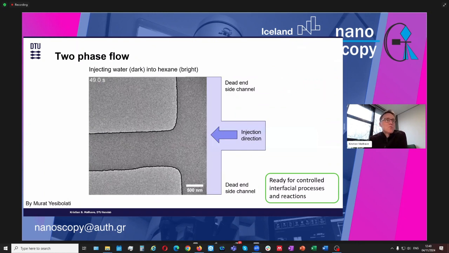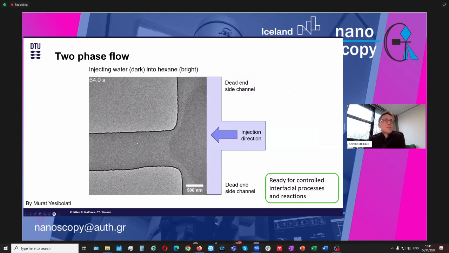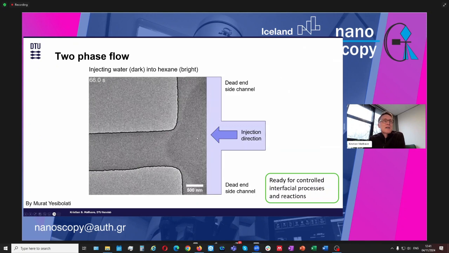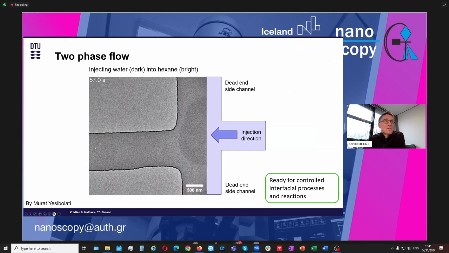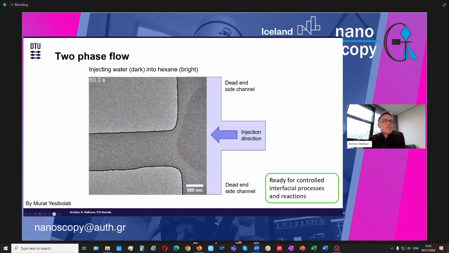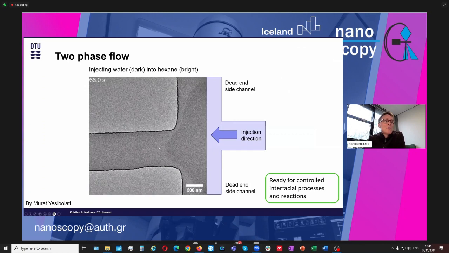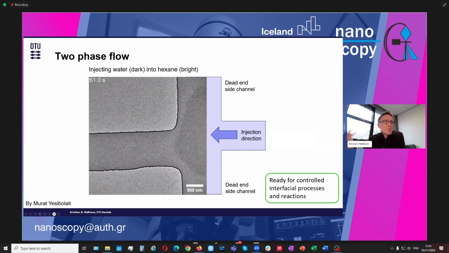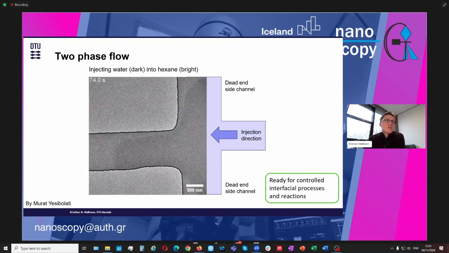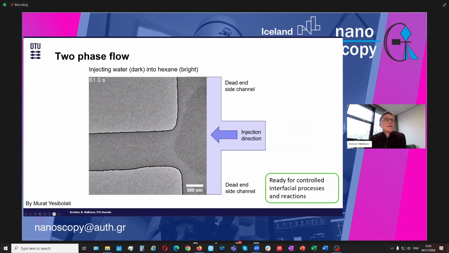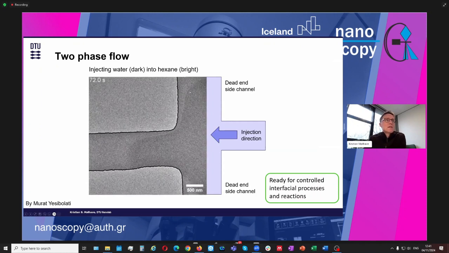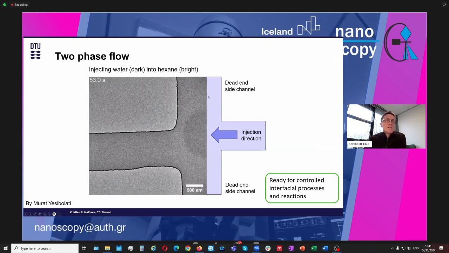You can even now begin to see fun nanofluidic phenomena. Here we're injecting water, which is the dark liquid, into hexane, which is the less dense and lighter liquid. This is something we only had time to do very recently, but just imagine all the things you can begin to do of microfluidic experiments with mixing, droplet formation, all kinds of interfacial processes going on. And we can even make all kinds of nanochannel geometries. Here you could have a dead-end side channel where the interface between the two liquids will end up stabilizing, and you can image reactions going on in it if you want to.